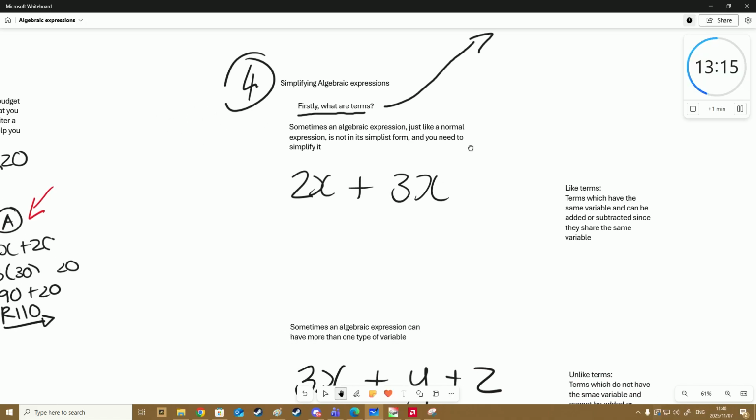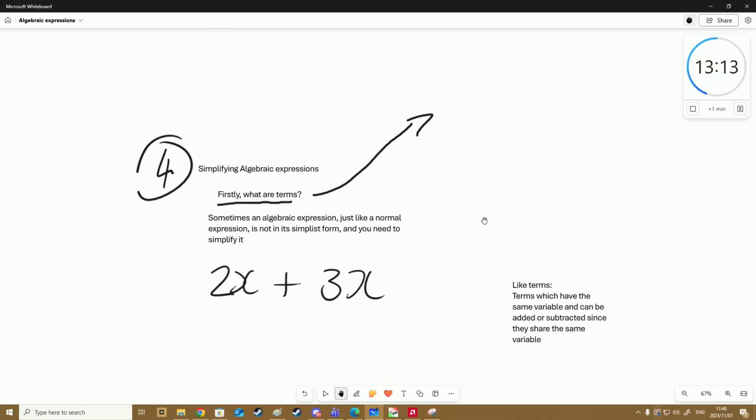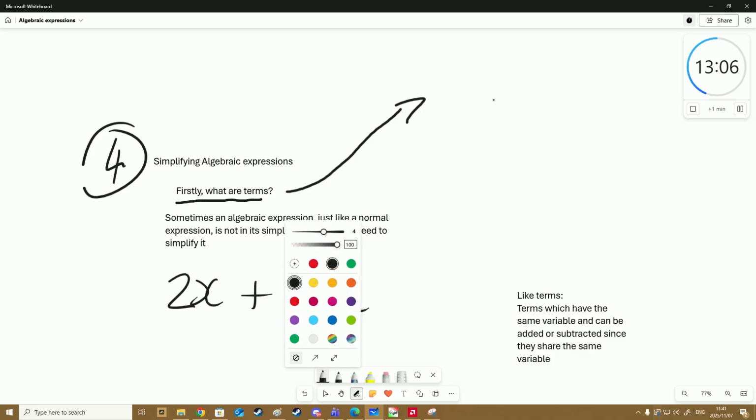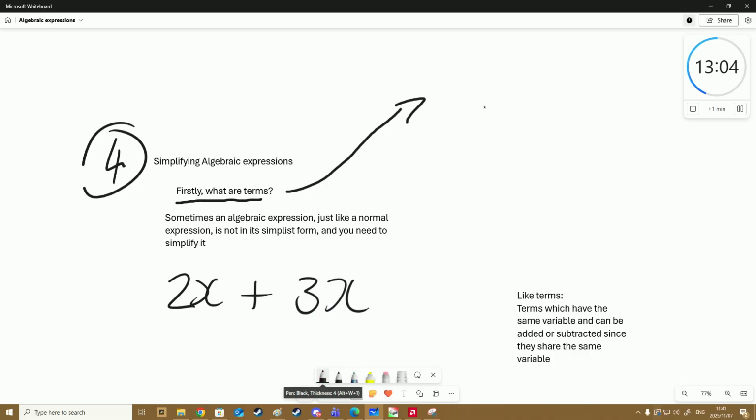Alright, so let's look at simplifying algebraic expressions. Before we go here, let's talk about terms. What are terms? In algebra, and in normal expressions for that matter, terms are different parts or components of an expression which are separated by pluses and minuses. Only these two.